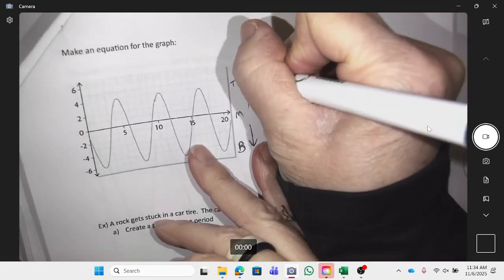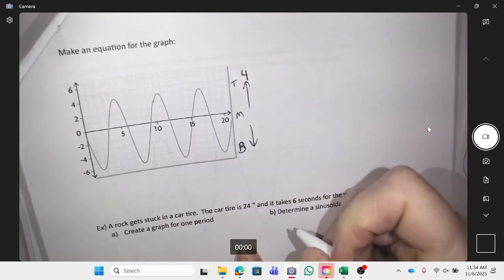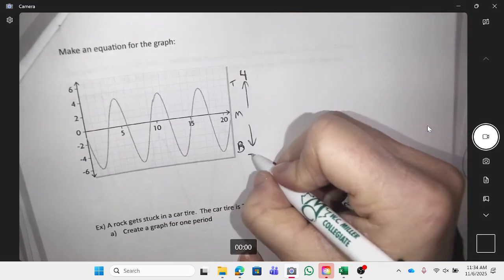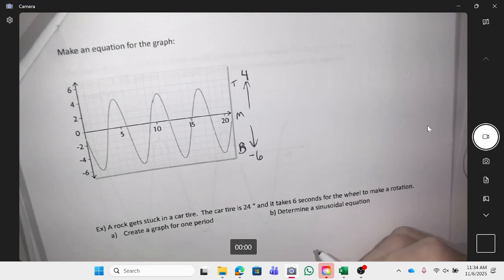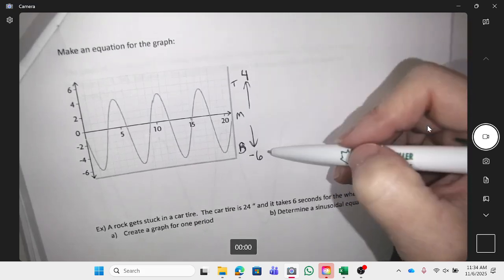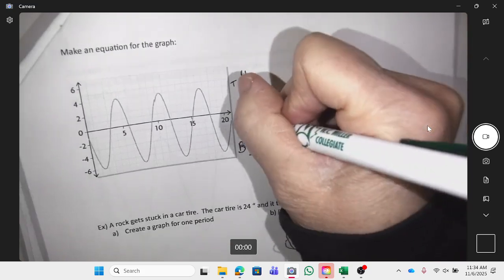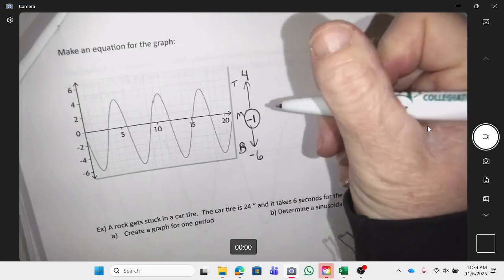So it looks like my top is at 4, and it looks like my bottom is at -6. Therefore, if I add and divide, my middle is at -1.